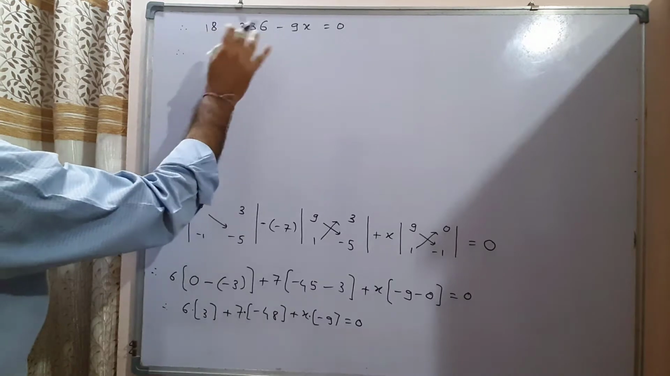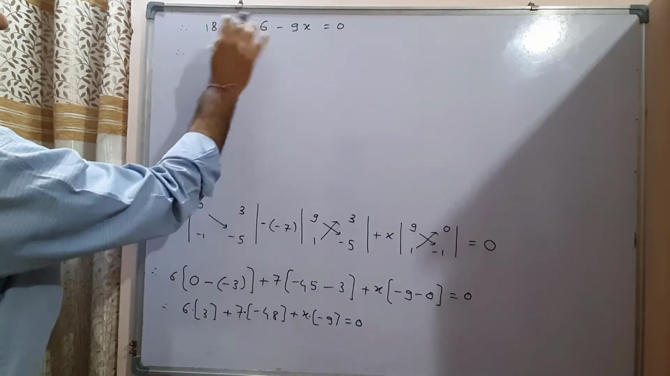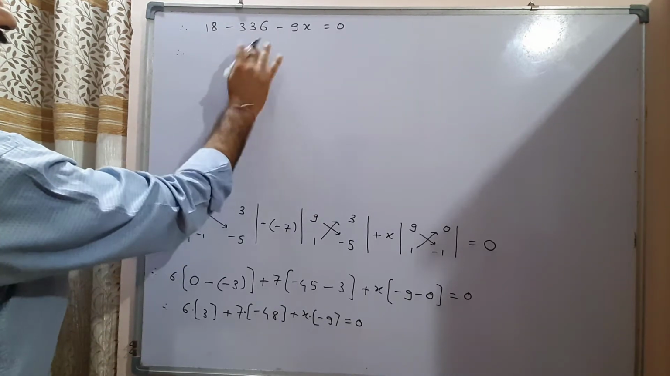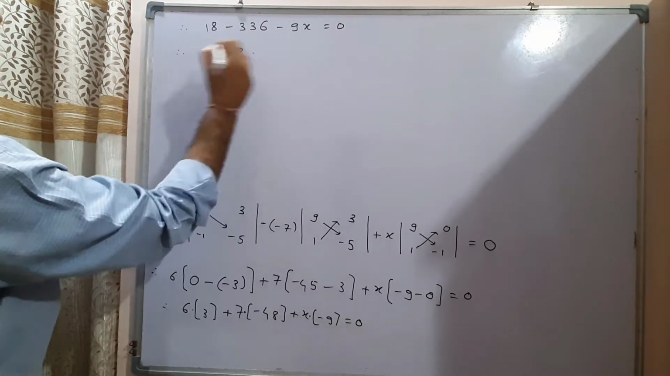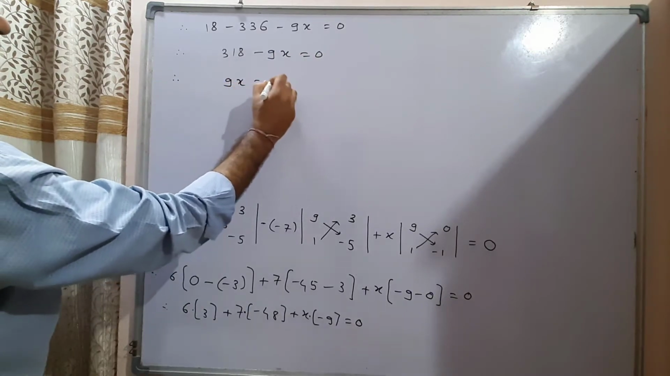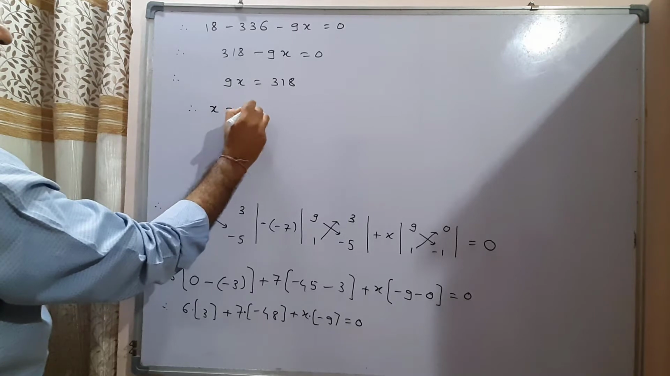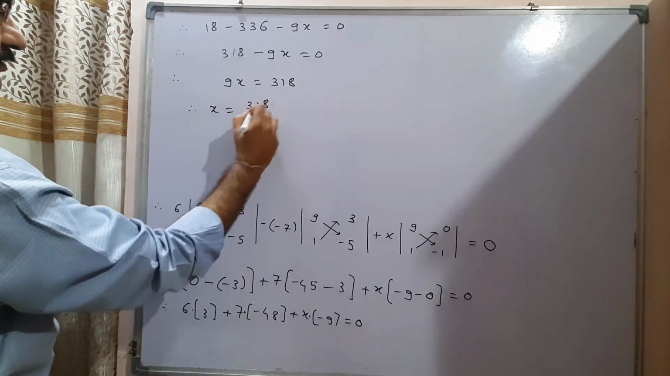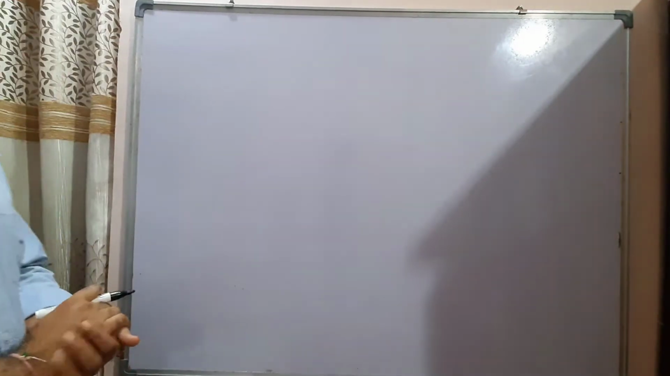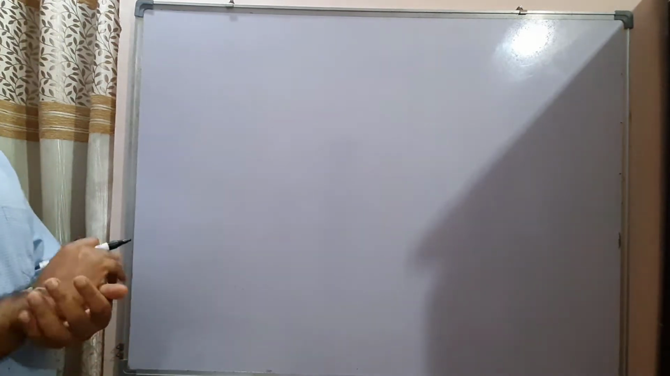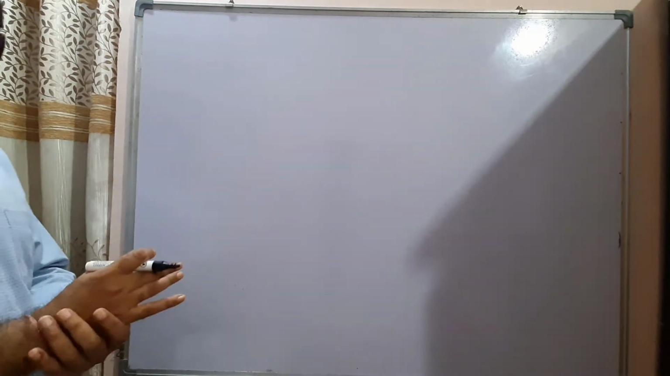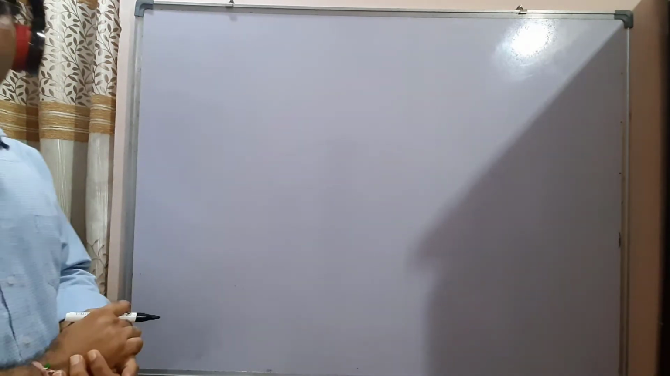So 6 into 3 plus 7 minus 48 plus x into minus 9 equal to 0. So 18 minus 36. After subtracting, we get minus 9x equal to 0, or 9x equal to 318, or x equal to 318 upon 9. So take calculation and write down the final answer. So students, by using determinant method, we learned here how to solve the determinant of 3 by 3 order, as well as how you find out the value of unknown by using the determinant method.